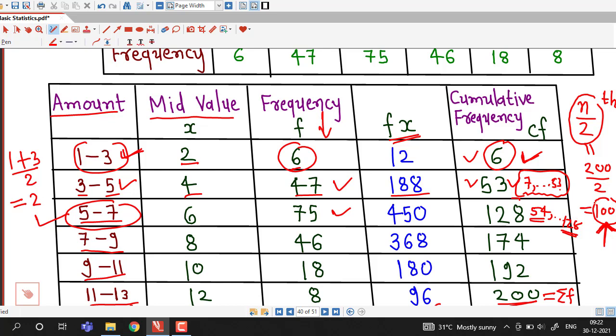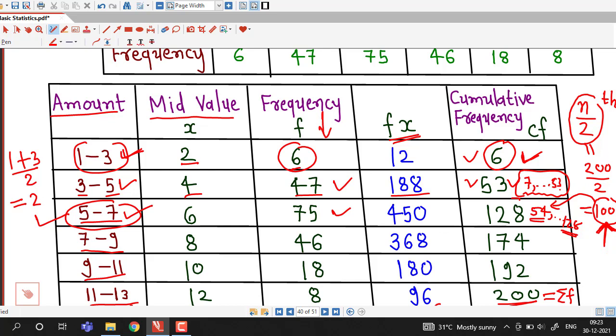So 100th position will be in between 54 and 128. So this class 5 to 7 contains the observation at 100th position. Therefore this class 5 to 7 is the median class. And in easy language, we can decide in this way.